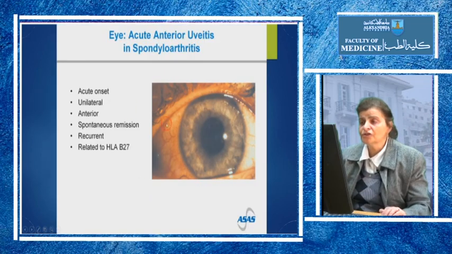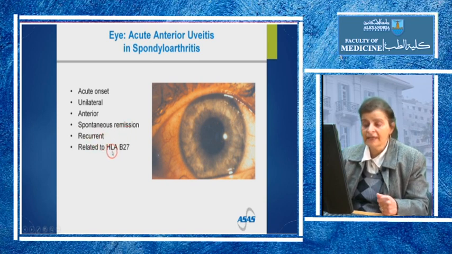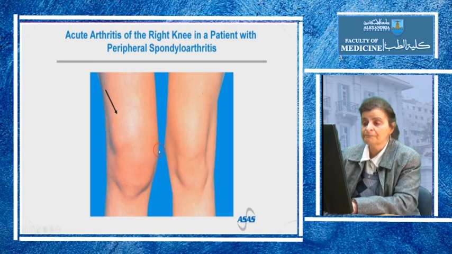This is just a picture to show you the acute anterior uveitis in our patients. It's often of an acute onset, maybe unilateral, presenting to the ophthalmologist, not to us. Often there is spontaneous remission, but the problem is it's recurrent and very high relation to HLA-B27.